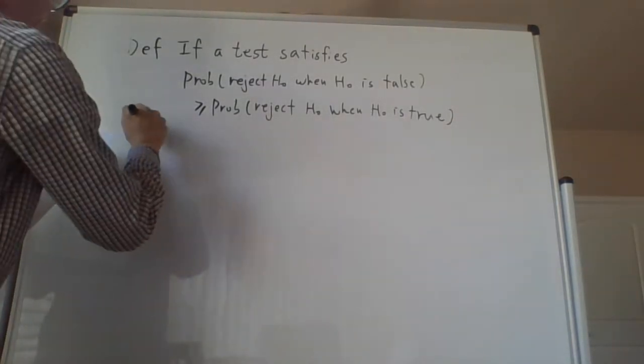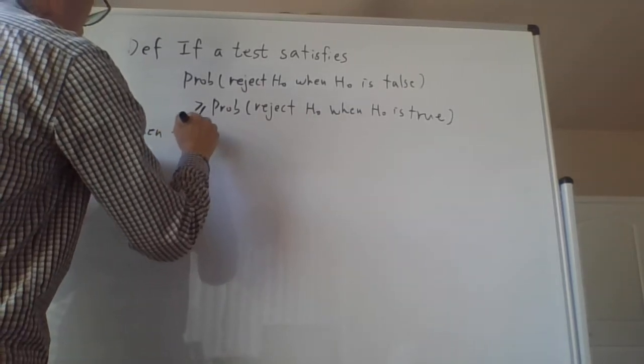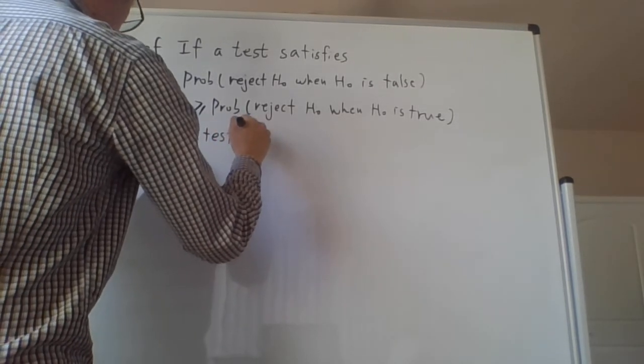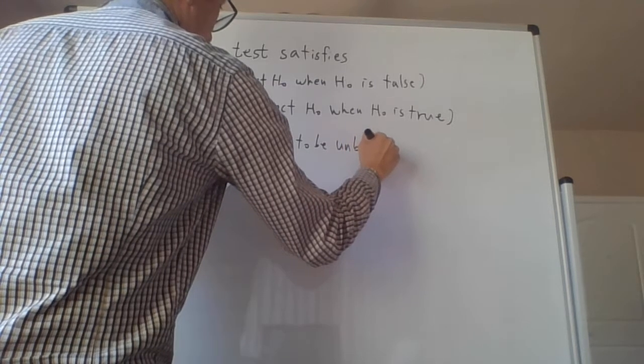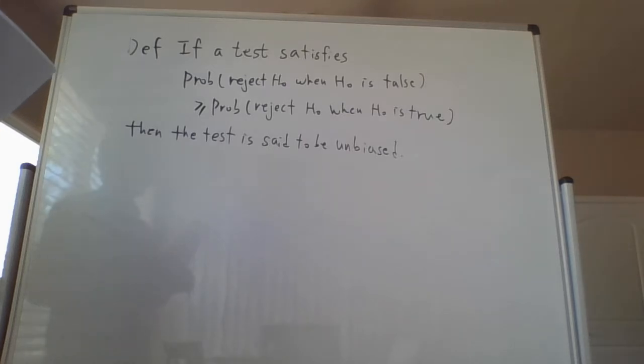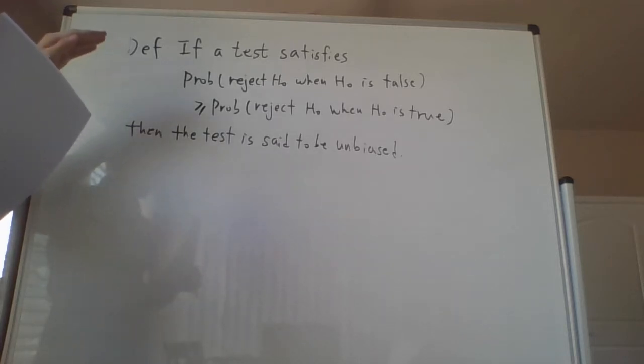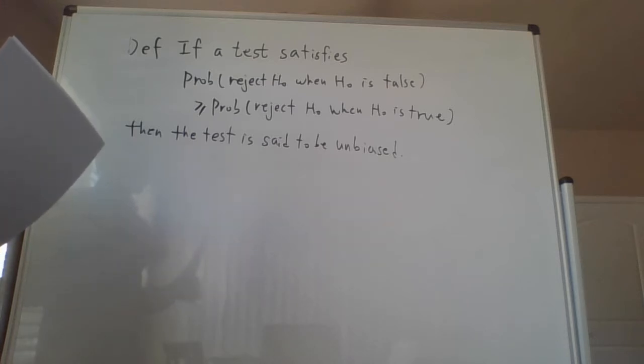If a test satisfies the following inequality, that the probability that we reject H0 when H0 is false is greater or equal to the probability that we reject H0 when H0 is true. You can see that the probability on the left hand side is the probability of a correct decision, and the probability on the right hand side is the probability of making an incorrect decision. Actually, the right hand side is the probability of type 1 error.